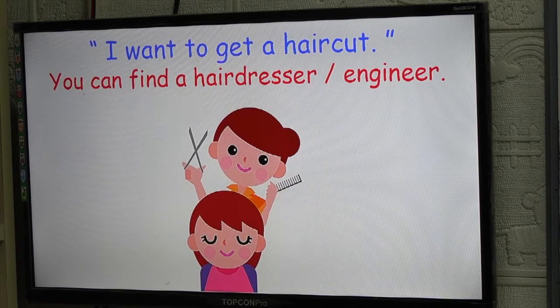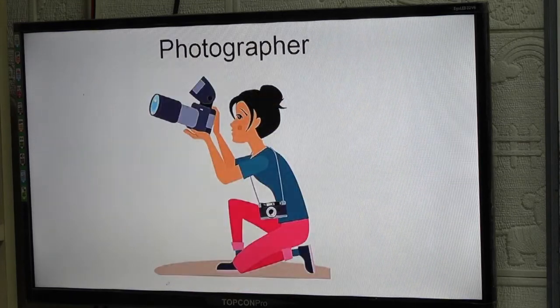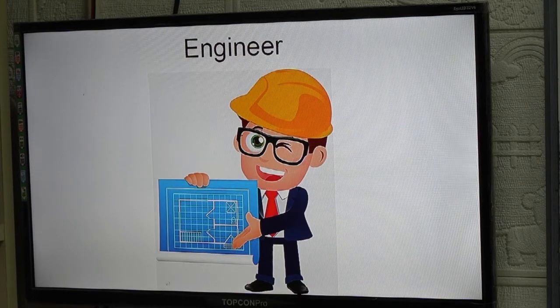Good. Good try. Oh, this little girl says that I want to get a haircut. I want to get a good haircut. How would you tell her? Would you tell her to go to an engineer? Remember what is an engineer? An engineer is a person that makes machines to make our life easier, right? So will you go to an engineer for a haircut?